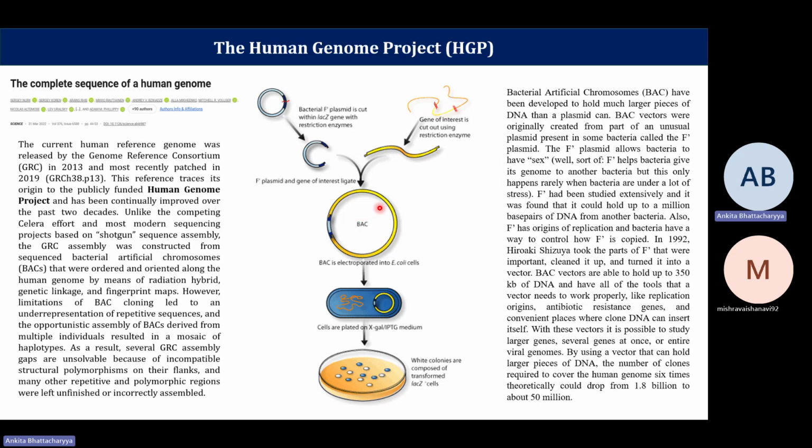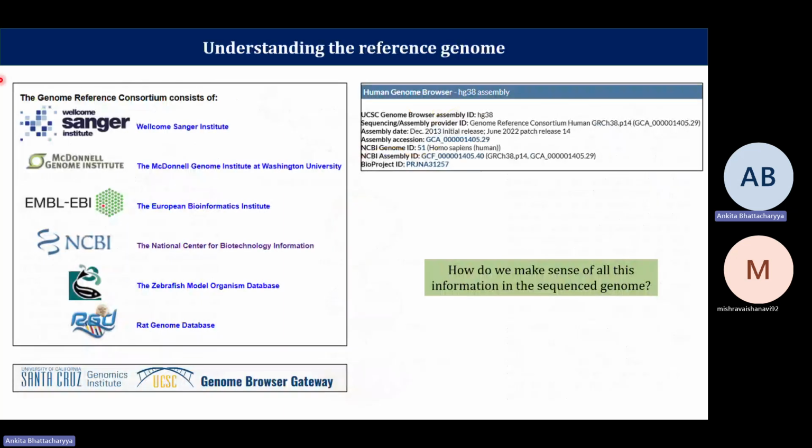Then this BAC, or bacterial artificial chromosome, gets electroporated into E. coli cells. It's a way of transformation. Then they can be plated on a suitable media, which detects whether or not transformation has taken place. And white colonies are then composed of lacZ minus cells. So then you can use that for your sequencing project.